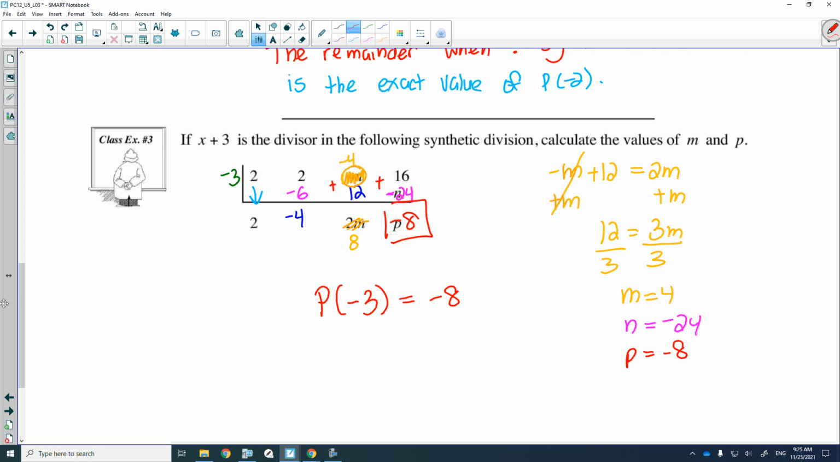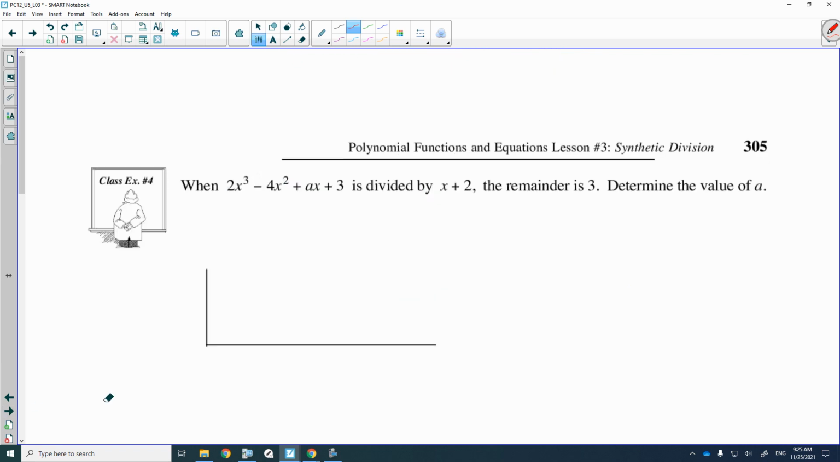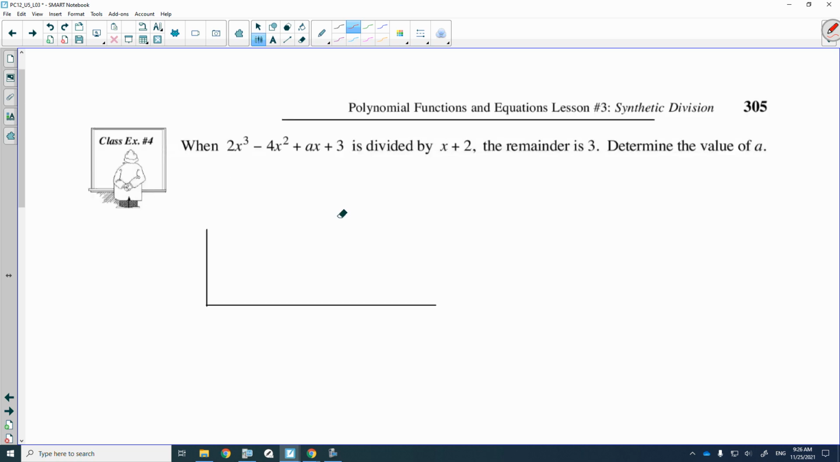Last question. Okay, set it up. First, always, descending order of x, 0 as placeholder. Make sure you have a constant. If you have no constant, it's going to be plus 0 at the end. X to the 3, x to the 2, x to the 1, constant. I'm happy.